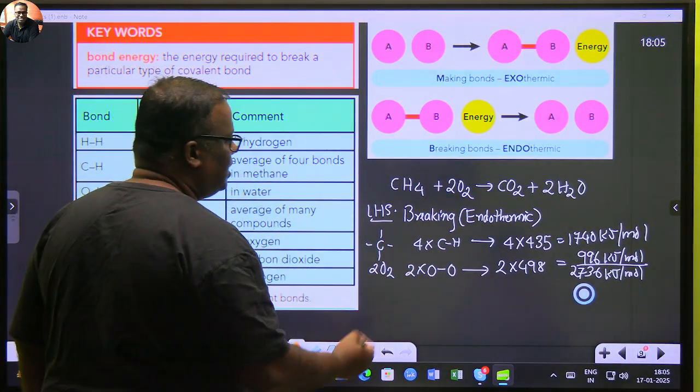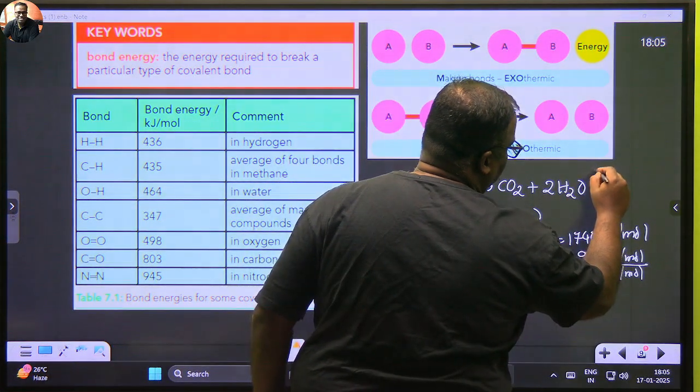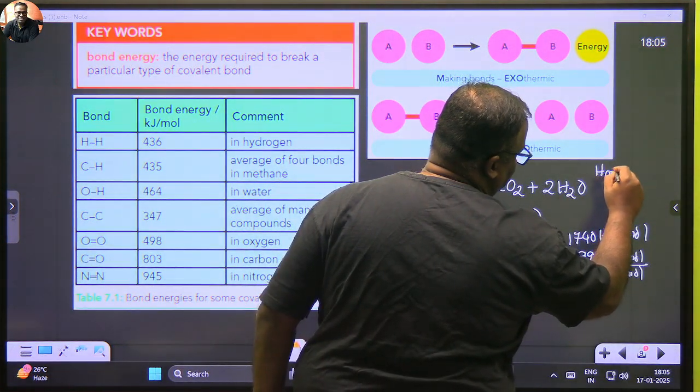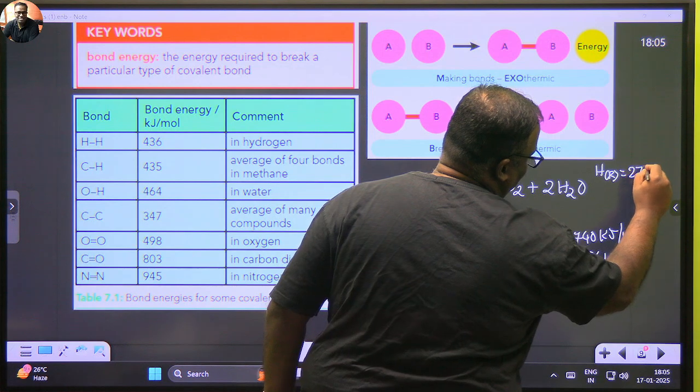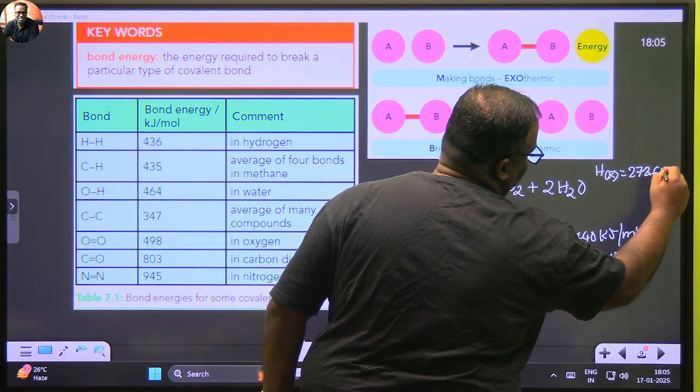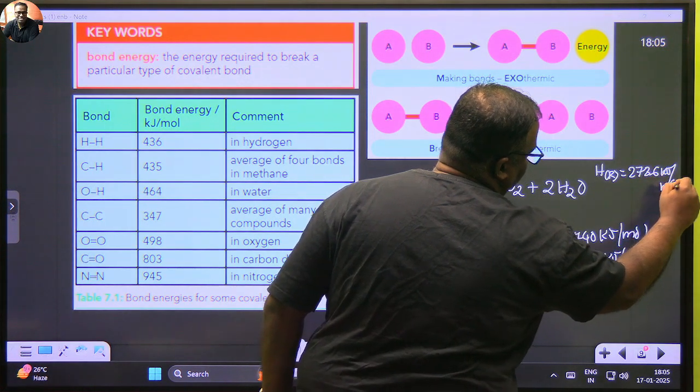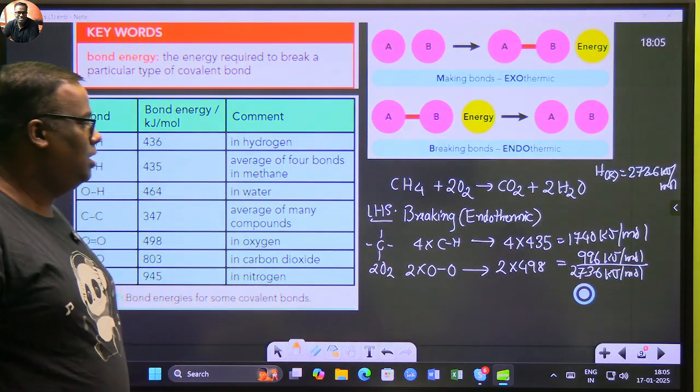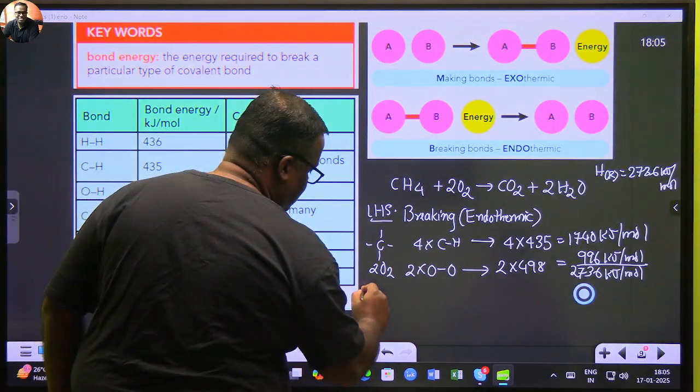तो इसको हम क्या लिख सकते हैं? This is our H of the reactants as per CBSE. We'll write it as 2736 kilojoule per mole. Clear, madam? Now let's see what is happening on the RHS.